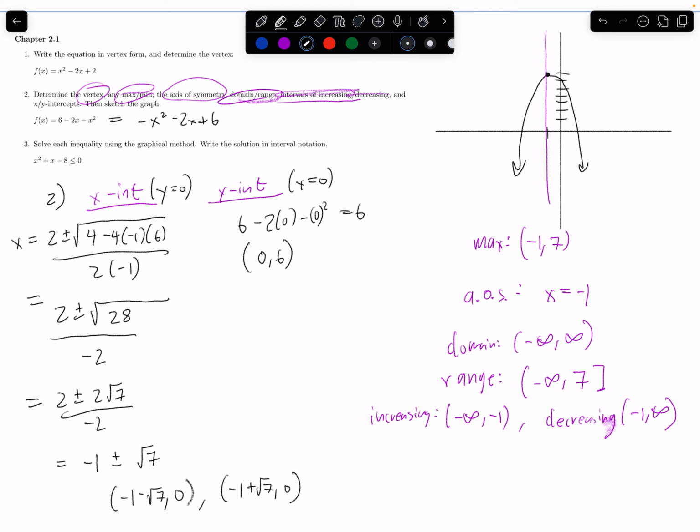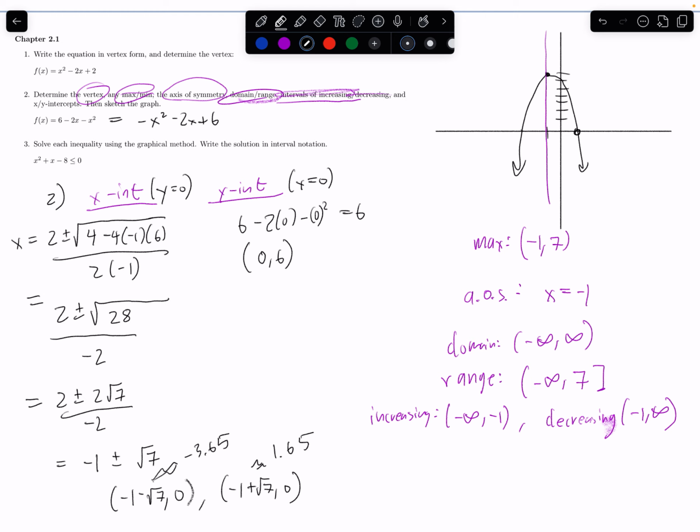What are those values though? Let me just punch those into the calculator to get an approximation so we can get an estimate for where to graph those. So negative 1 minus the square root of 7 is about negative 3.65. And then negative 1 plus the square root of 7 is about 1.65.